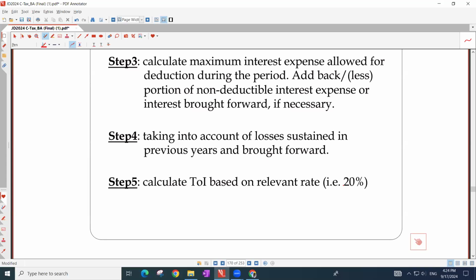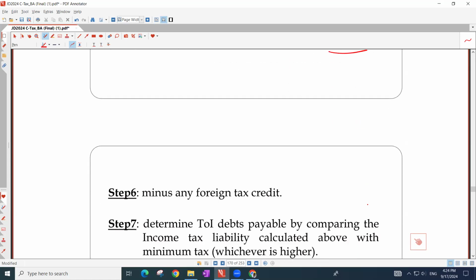Then you apply the 20% rate. You apply 20% income tax on the profit for the year. Then you will get the TOI liability.